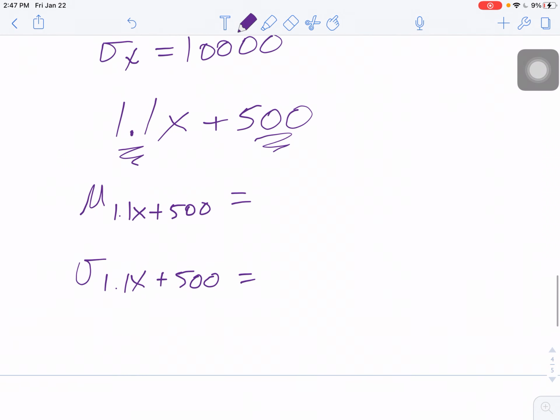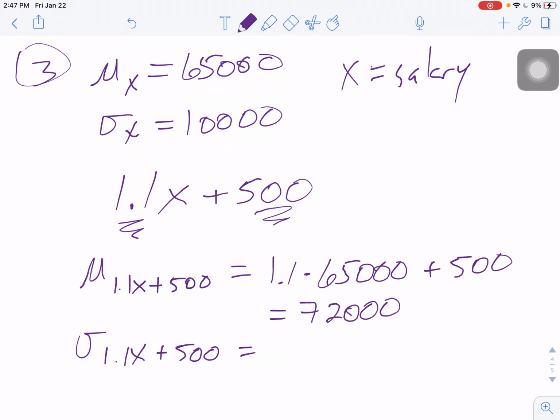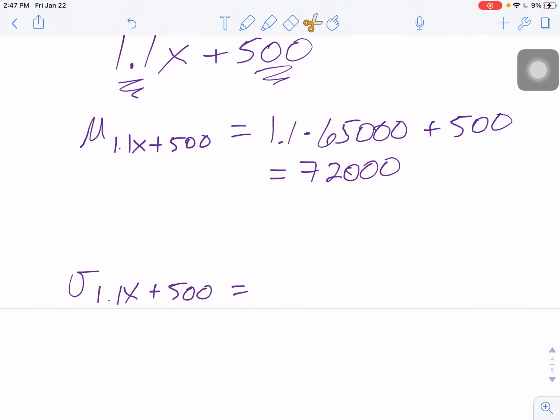All right, so let's go ahead and do these calculations. To calculate this new mean, I just need to take 1.1 times that old mean of 65,000, and then add 500. If I do that, I end up with 72,000. So if everybody gets those two bonuses, I am going to end up with a salary of $72,000.